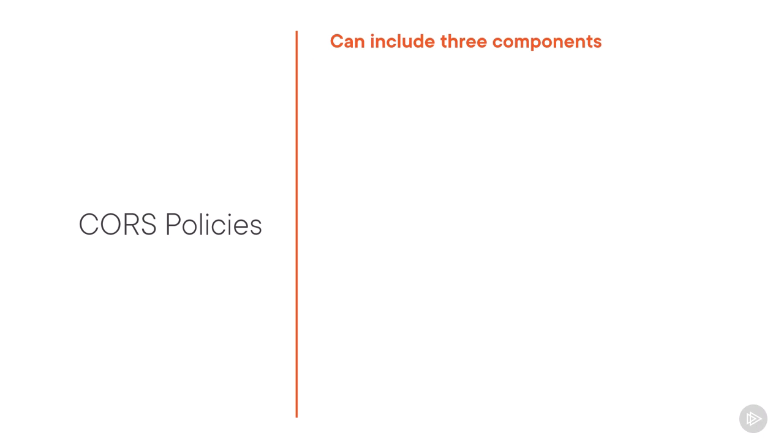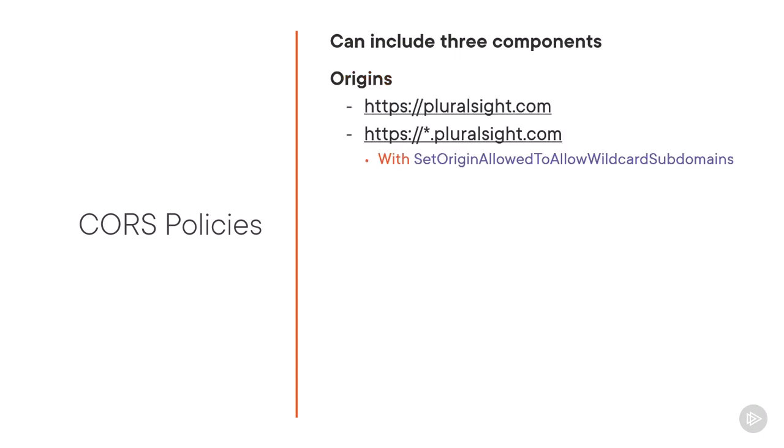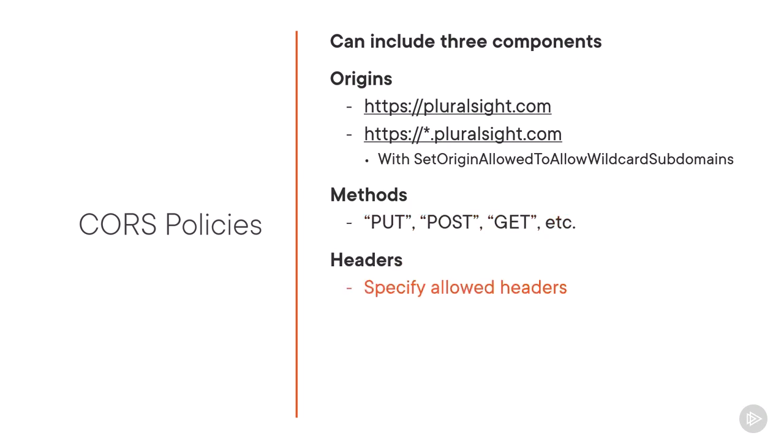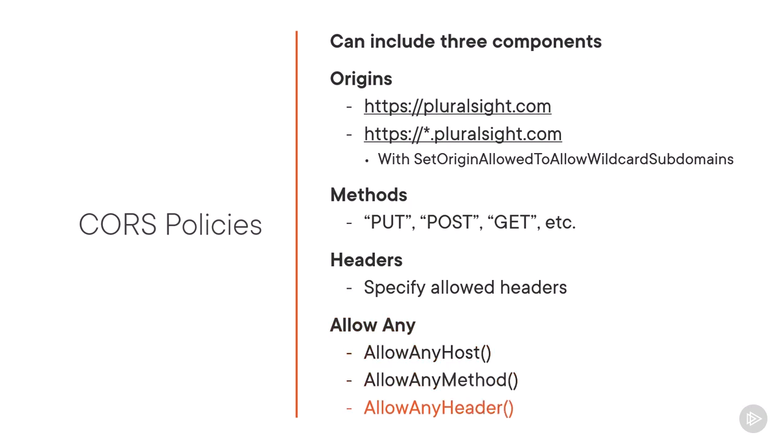CORS policies can include three components. They can specify origins, either specifically or using wildcards if used with SetIsOriginAllowedToAllowWildcardSubdomains. That's a mouthful. Policies can also specify allowed methods, such as put, post, get, delete, etc., and they can specify allowed headers. All of these can support allowing any. However, you should take care to be as restrictive as you can with your CORS policy to prevent cross-site request forgery attacks on your API.